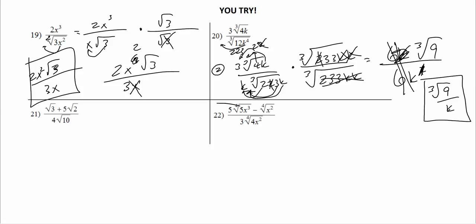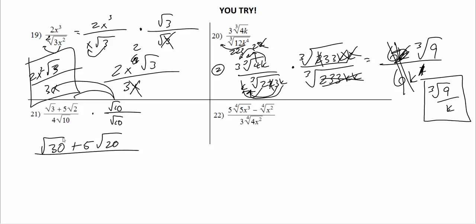Number 21. 10 is already broken down, so I don't need to break it down any further. So I'm going to multiply by the square root of 10, square root of 10. Or 2 times 5, 2 times 5, it doesn't matter. That's fine. So I distribute the tops, and I get square root of 30 plus 5 square root of 20 over, remember, a 10 and a 10, so a 10 gets pulled and this other 10 crosses, so that's a 40.